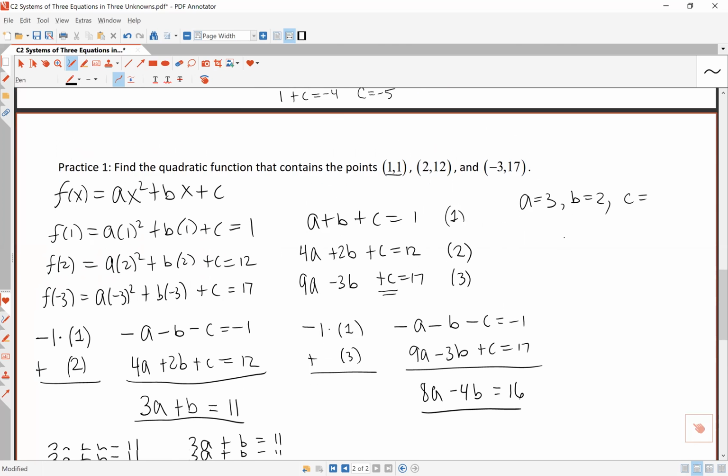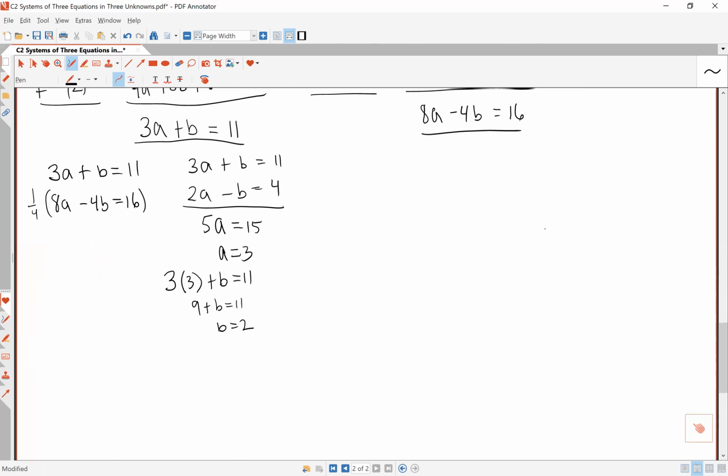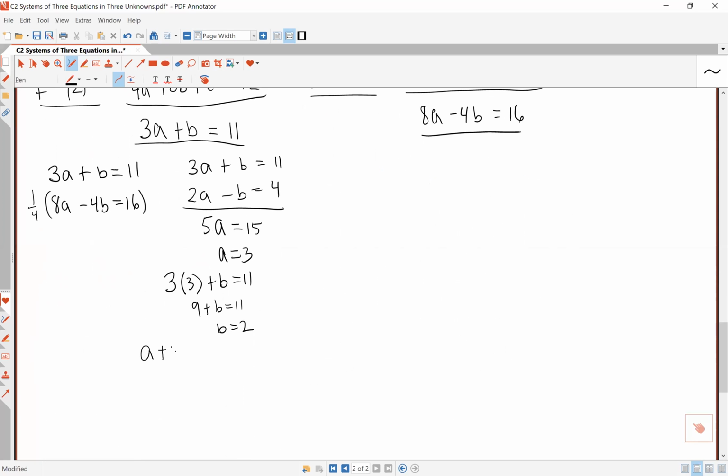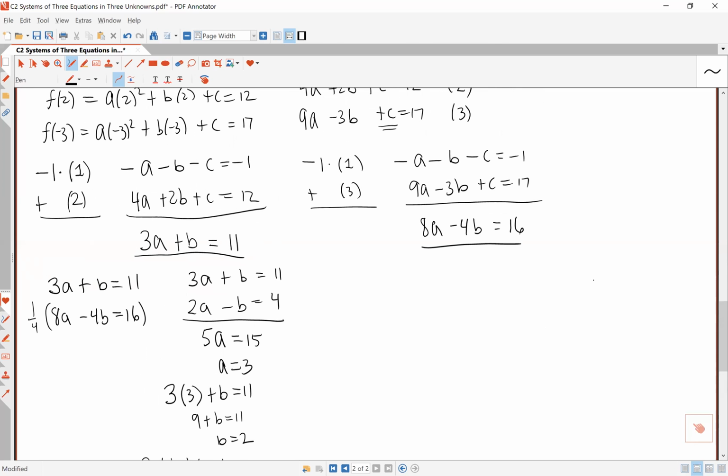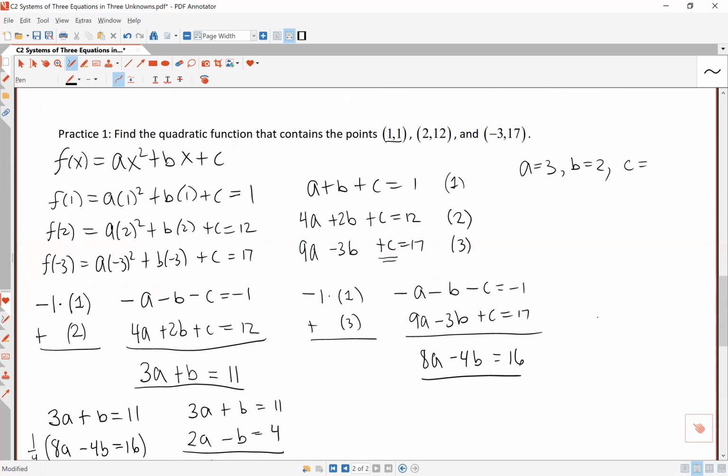And now to find c, we'll use that first equation that says that a plus b plus c is 1. a is 3, b is 2. So that says that c is -4. So I think we get f of x is equal to 3x squared plus 2x minus 4. Now I just want to check these by plugging these numbers in.